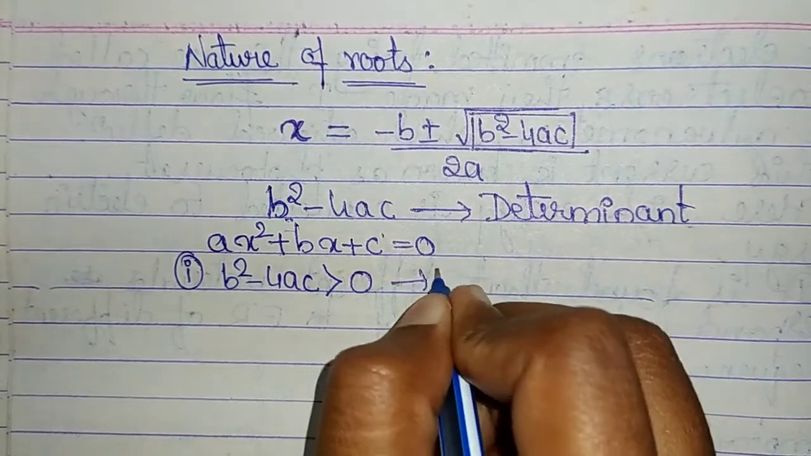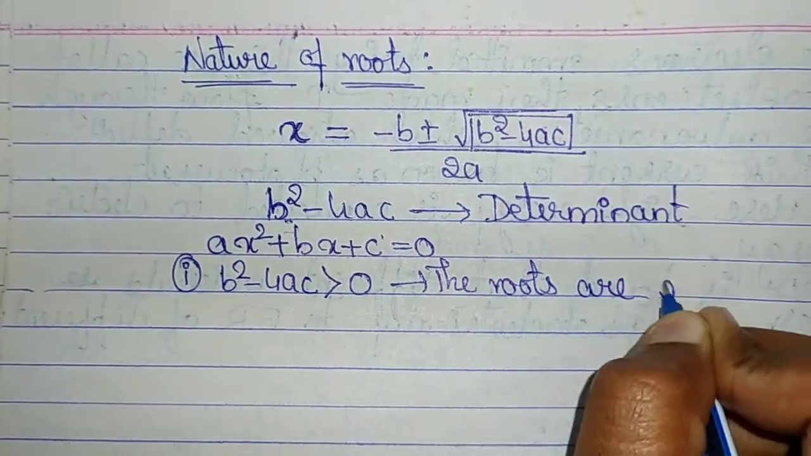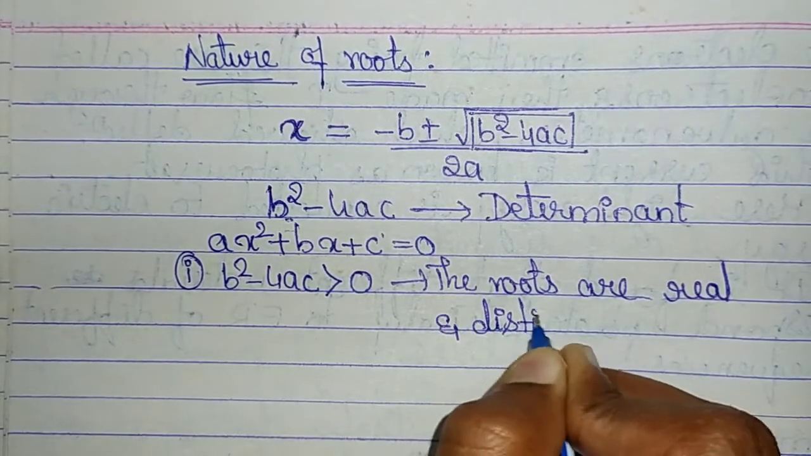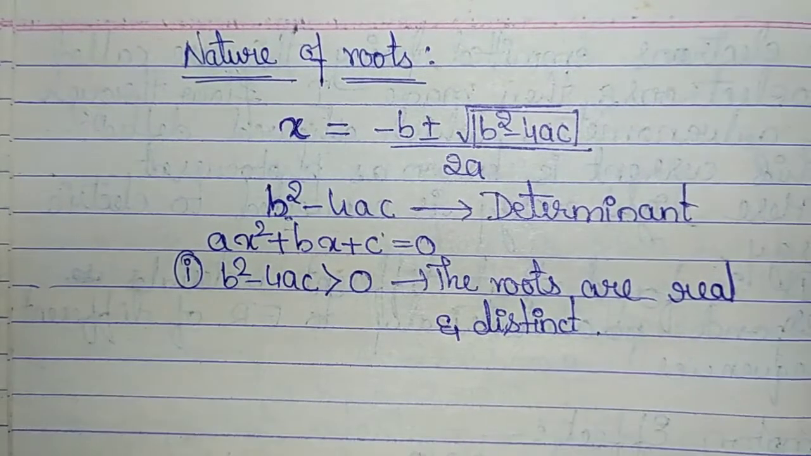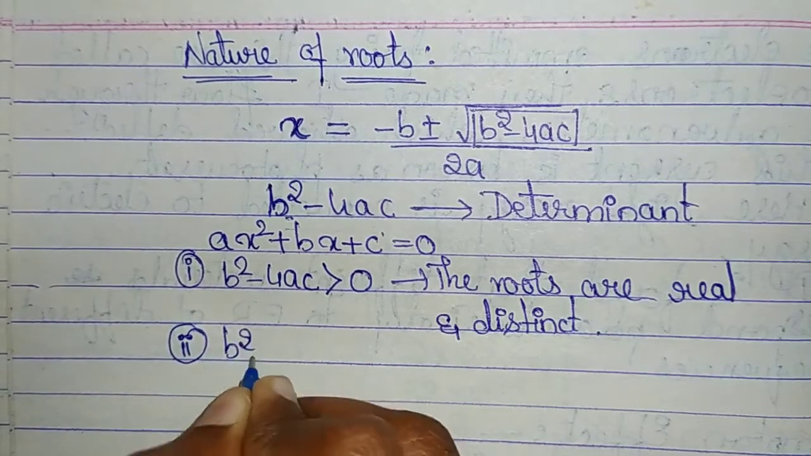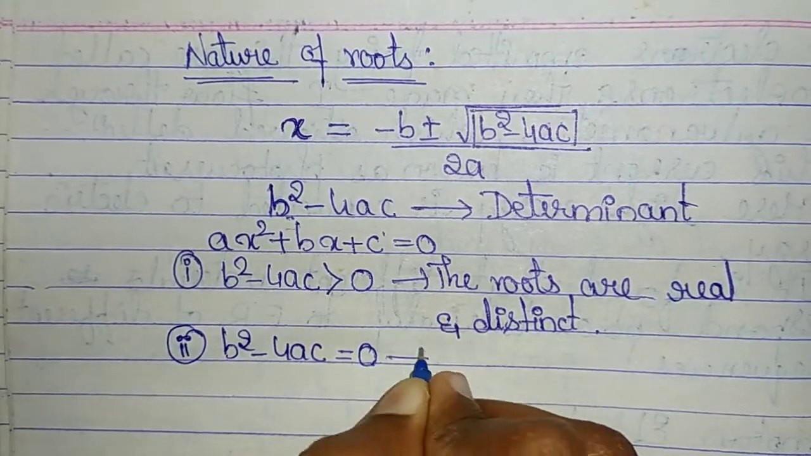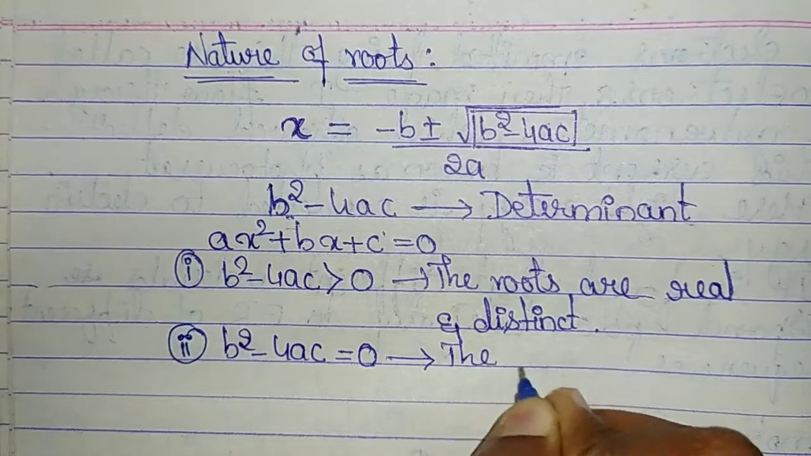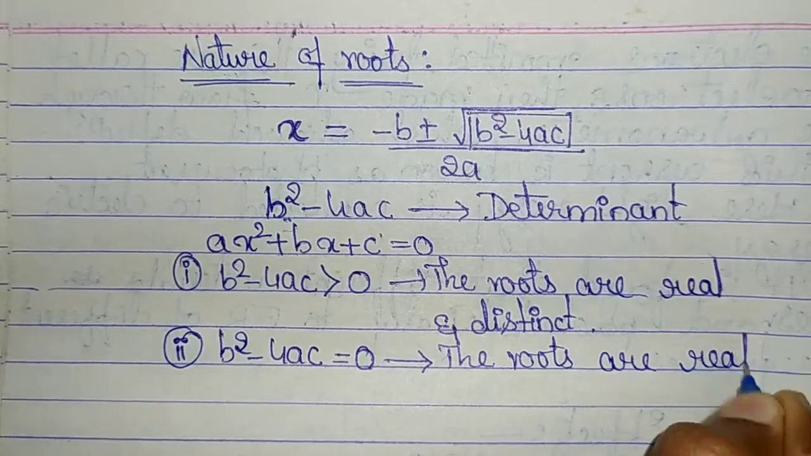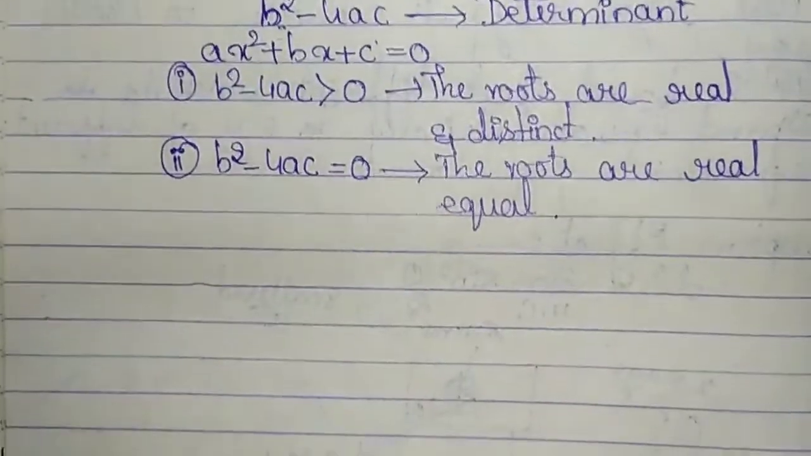In that case, the roots or the solutions are real and distinct, which means different. The equation has two different and real roots. And in the second scenario, we have b square minus 4ac equal to 0. When b square minus 4ac is equal to 0, then the roots of the equation are real and equal. In our previous examples, we came across some equations which had the same roots.